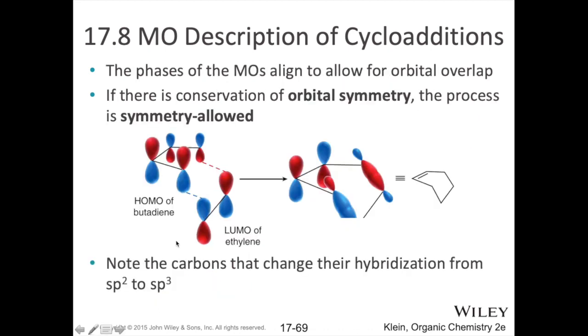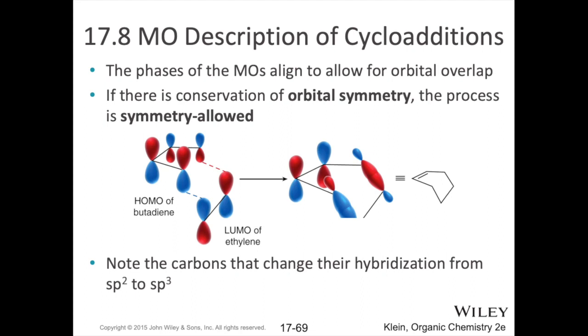Okay, so you can see here that we have that opened up, and we have interaction now between those p orbitals on our diene and our dienophile. Now, up until now, we haven't really paid attention to the phase of those p orbitals, but this is actually really important for the way the reaction happens.